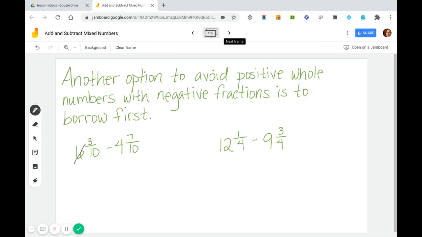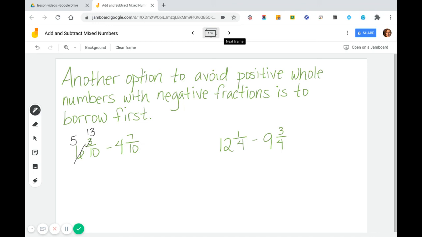I can borrow a whole number and make this a 5. Since I'm dealing with tenths, that whole number is really 10 tenths. So I'm going to add 10 to the 3. I'm going to add my bottom number with my top number on my fraction and make that sum the new top number. So I'm going to rename this 5 and 13/10 minus 4 and 7/10.